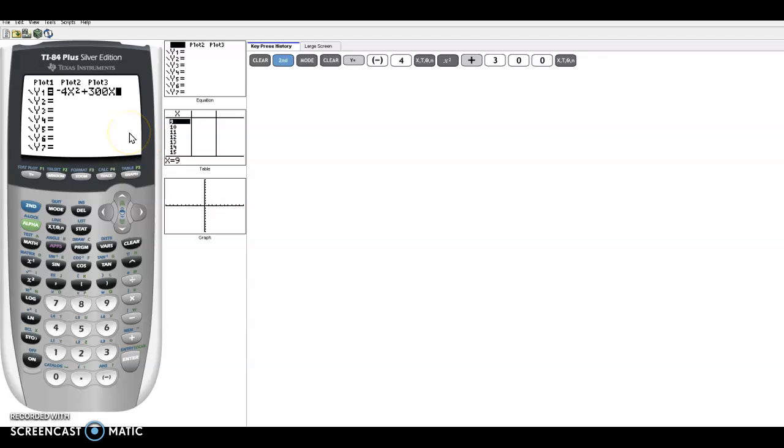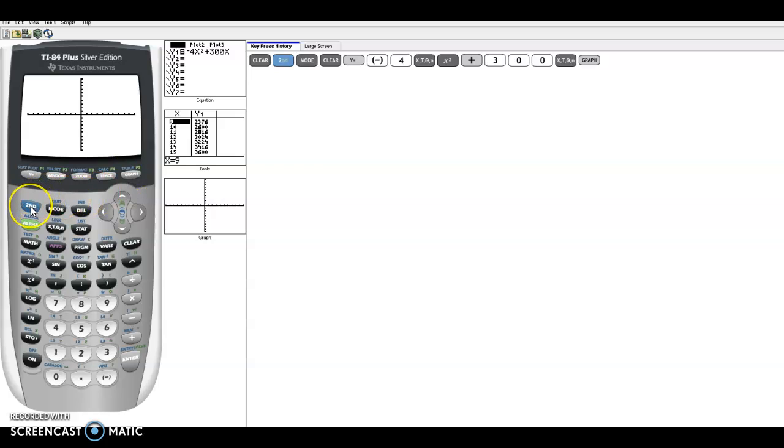Once we have that in, the question we're asked is what price will maximize revenue? Finding the maximum revenue is the second part of it. So we have to find the peak of the curve, the max. If we graph it, it's not going to show because the values are huge. So I need to change my window.